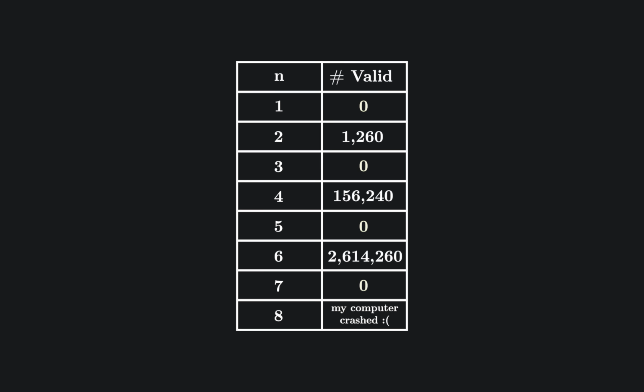Doing this for a few small values of n, we can see an interesting pattern appear. When n is odd, it seems that there are no combinations of delta sub t that satisfy both conditions. A sample size of 4 is promising, but does not constitute a proof. So let's see if we can prove it.